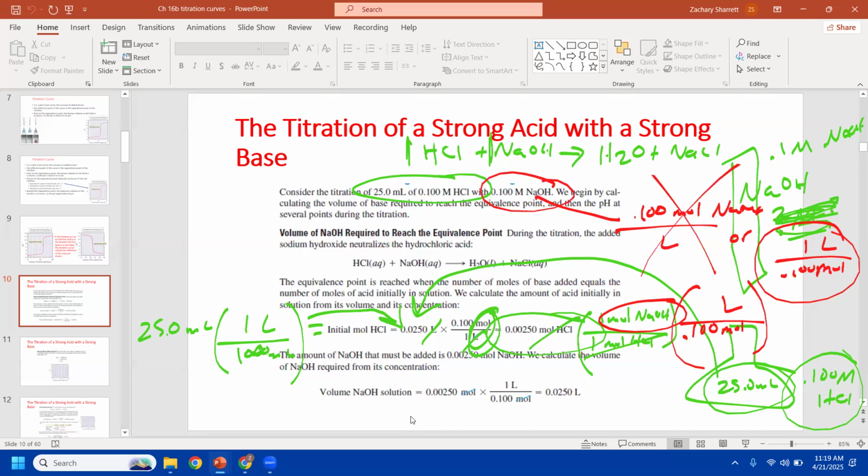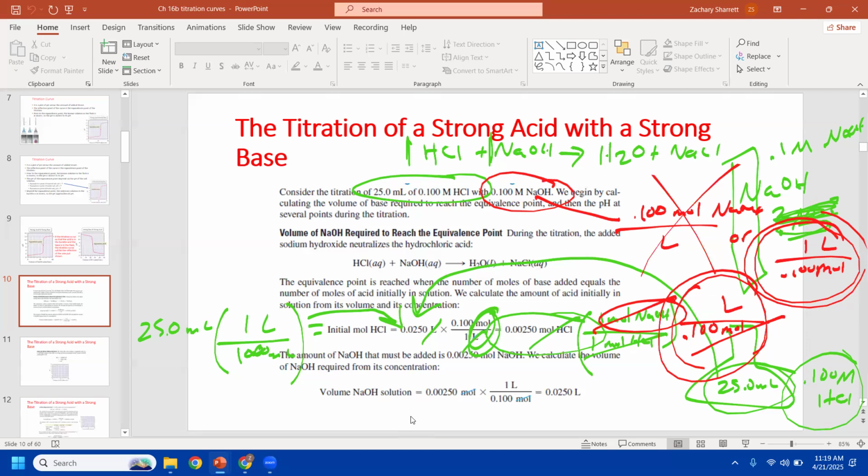Any thoughts on this? Kobe? Why do I use this version with the mole on the bottom and not the one with the mole on top? Why did I use this one right here? It's to make this moles of NaOH that's on top cancel. Okay? So that's how we decide when we multiply or divide by it.